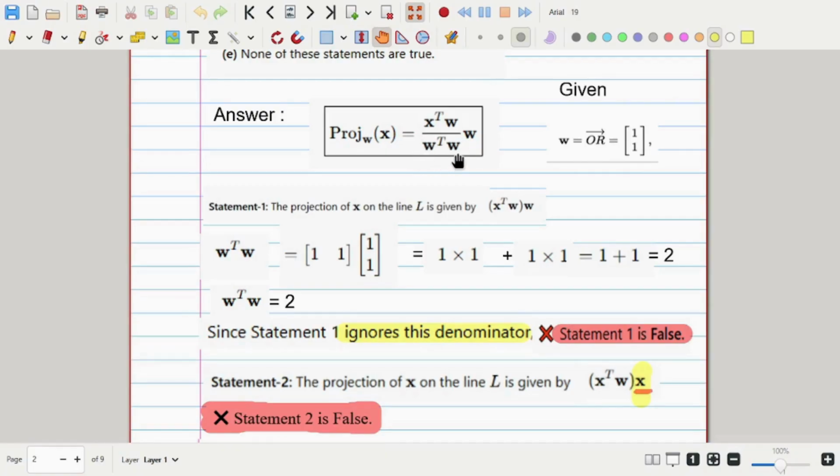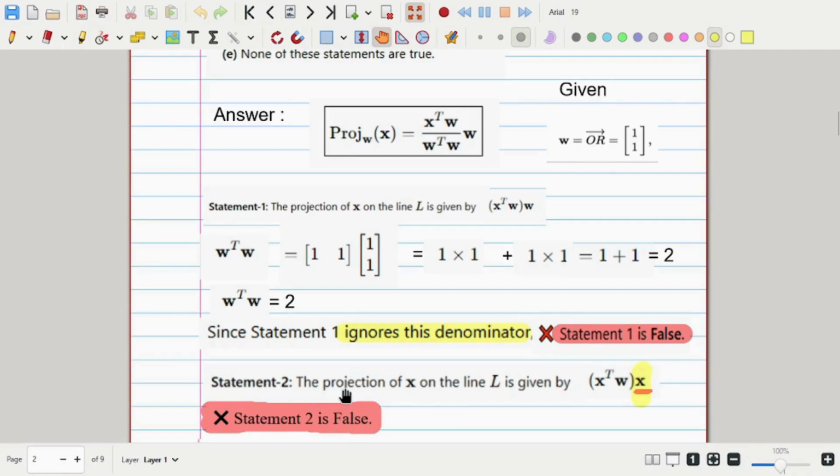So let's solve it. W transpose means the column vector becomes a row vector. So W transpose W is equal to row vector 1 and 1 multiplied by column vector 1 and 1. 1 into 1 plus 1 into 1. That means 1 plus 1, so it will give 2. So W transpose W is 2. So statement 1 ignores the denominator. Therefore statement 1 is false.